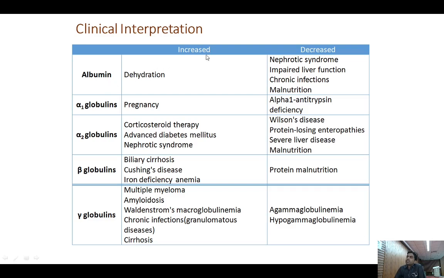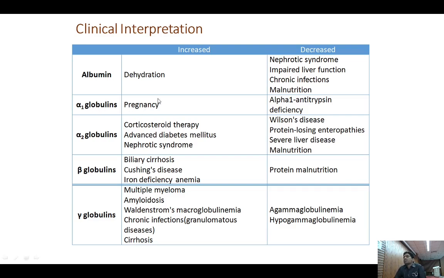Now albumin is generally increased in dehydration and decreased in nephrotic syndrome, chronic infection, malnutrition, and impaired liver function, because albumin is produced by the liver, right? So in nephrotic syndrome, why? Because albumin is a small protein, and as soon as nephron damage starts, the charge of the membrane of the nephron gets lost, and this protein, being the smallest, starts moving out and gets excreted first. So albumin decreases in nephrotic syndrome.